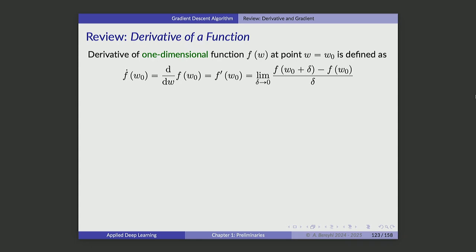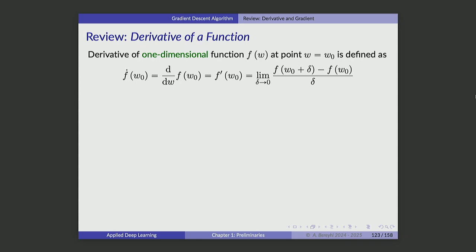So if I am at one particular point, w0, and I want to compute the derivative, you can use any of these notations. You can write it f prime, d to dw. You can write it f dot. All of them are derivative. That's fine. Now, if you are computing this derivative, you're going to compute your function at that point w0, right? And you add a tiny bit to the w0, right? A tiny delta. And then you see how your function is going to change from that point to w0, right? And then you normalize it with this difference, right?